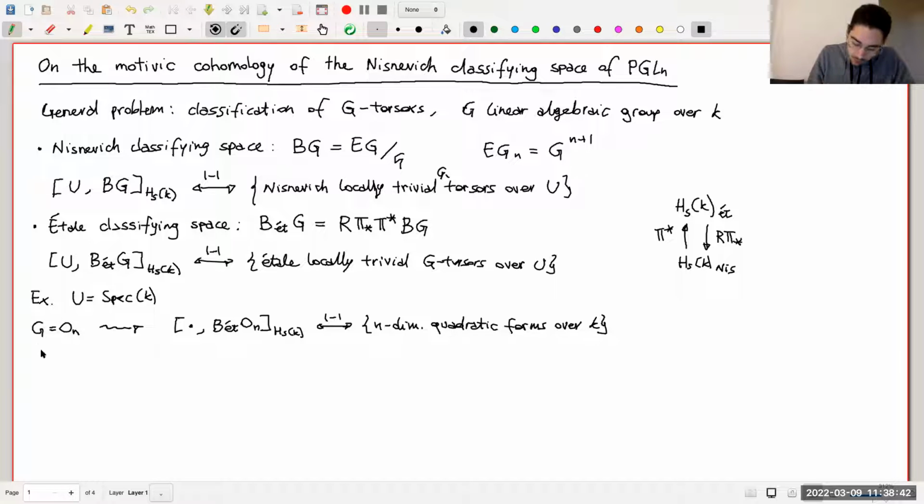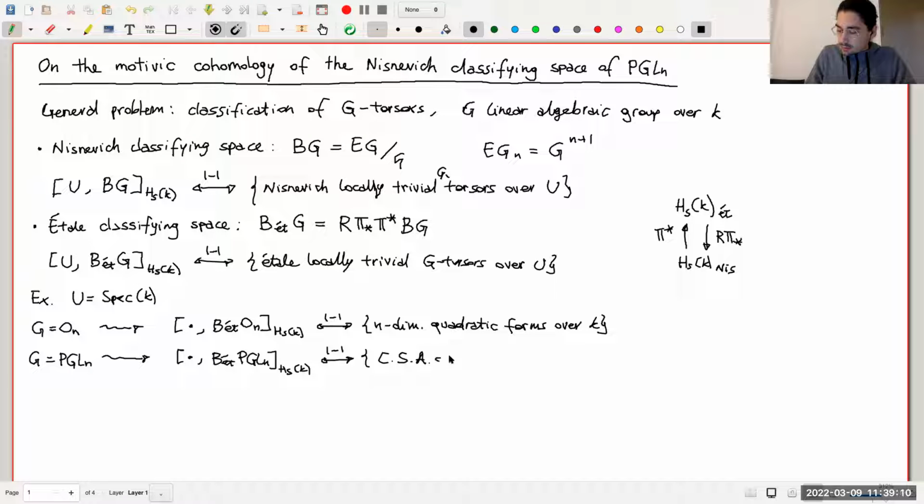And for our talk, we'll be more interested in this second example. So if we take the projective general linear group, then here we have these homotopic maps from the point to this étale classifying space of PGL_n is in one-to-one correspondence with, say, central simple algebras of degree n over K. Okay, so as I said, at least from this, it appears that the étale classifying space is the right thing to study.